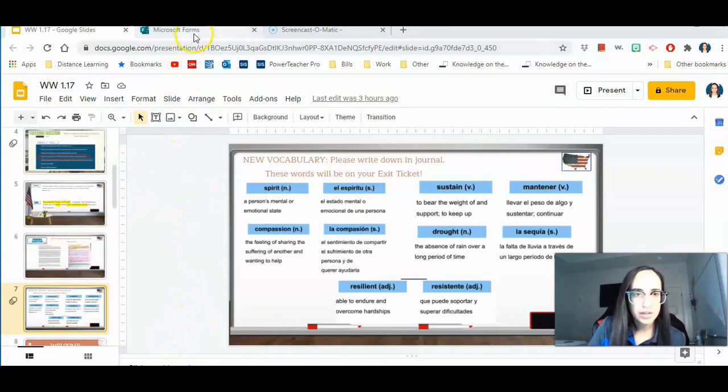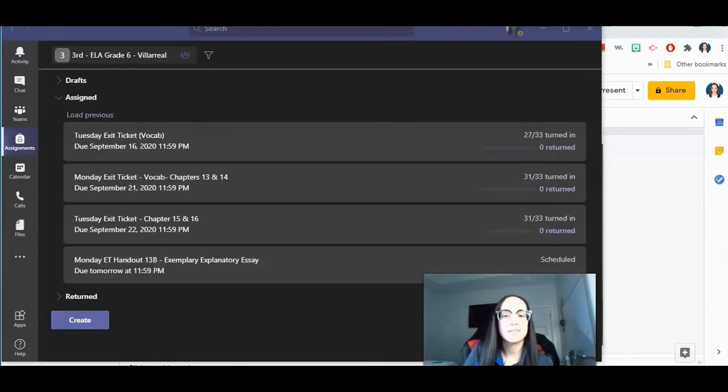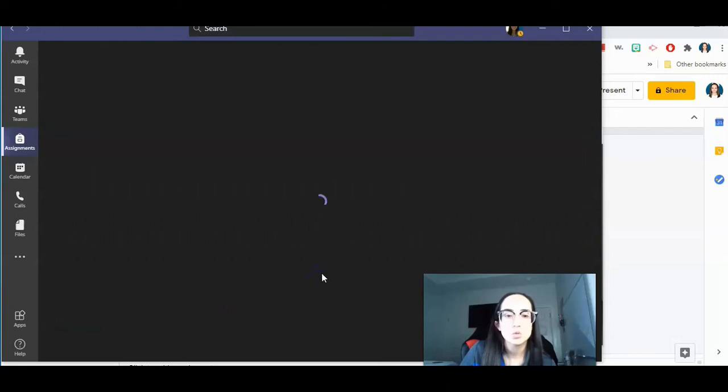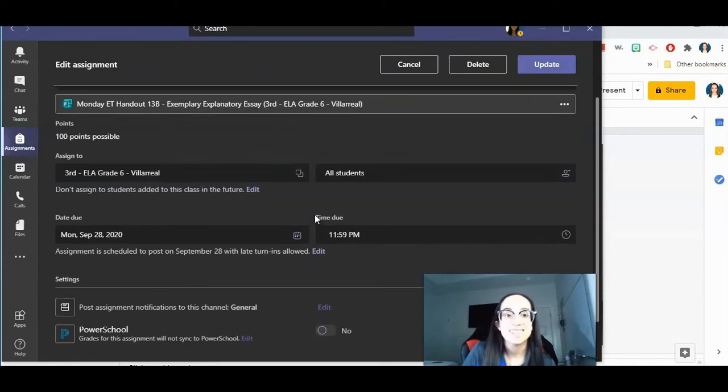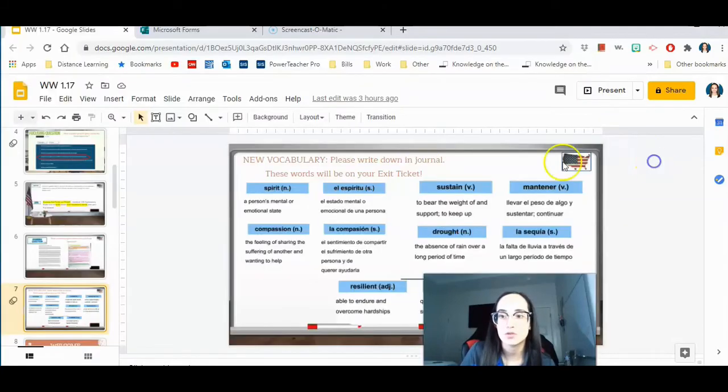What I'm going to go ahead and be showing you now is where you can actually find the exit ticket. So in your assignments, just depending on your class, you're going to go ahead and see something that says Monday ET Handout 13B. Now this will pop up at a specific time for all of my classes. So it just depends what class you're in, that's the time it's going to pop out. So be looking out for that exit ticket because it is a part of your homework.